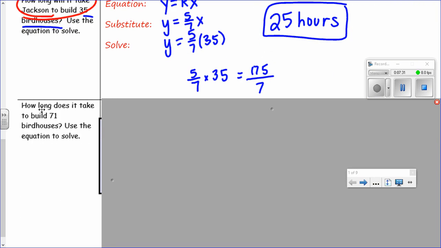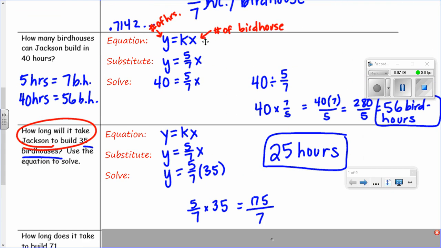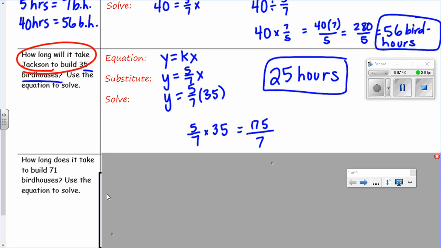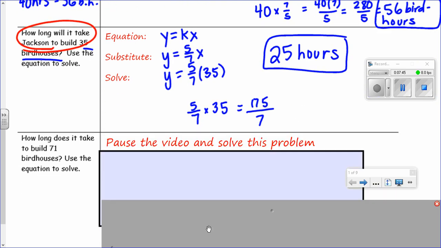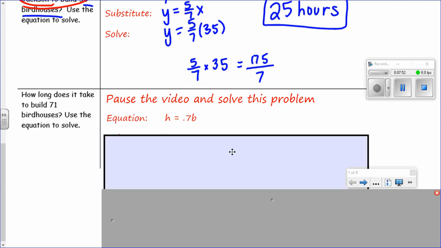Okay, you go ahead and figure out how long it will take to build 71 birdhouses. Pause it and try it by yourself. Make sure you plug 71 in for the birdhouses. You have it written right here. See where the x is? Make sure you plug it in correctly and see if you get the right number. Okay, now you can unpause it only if you're ready.